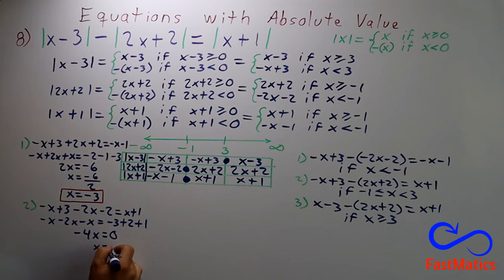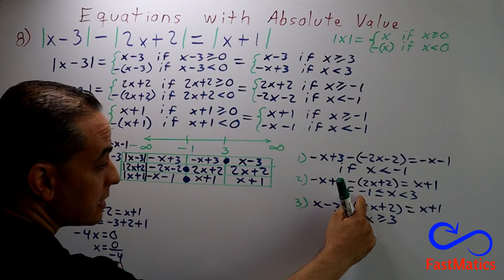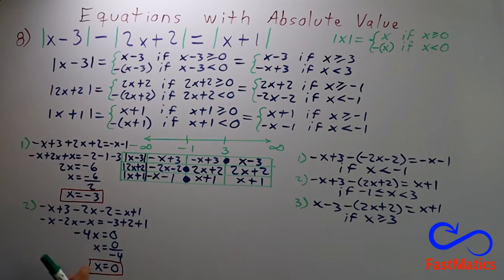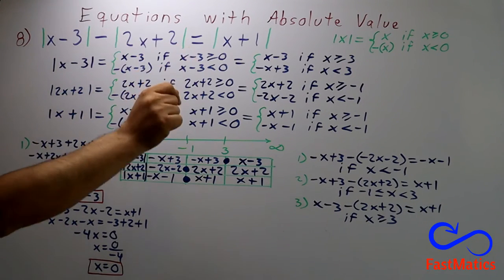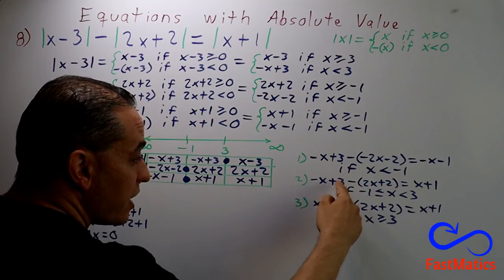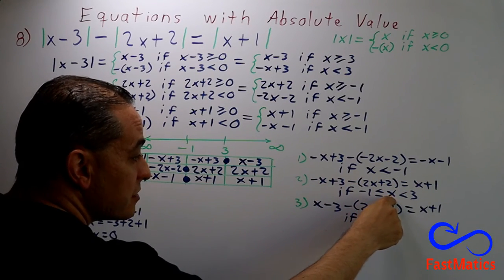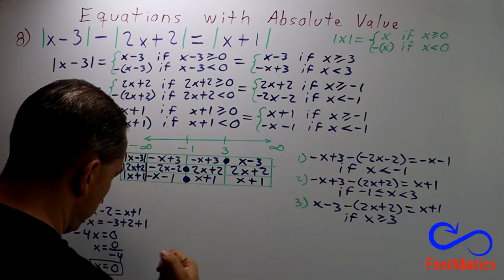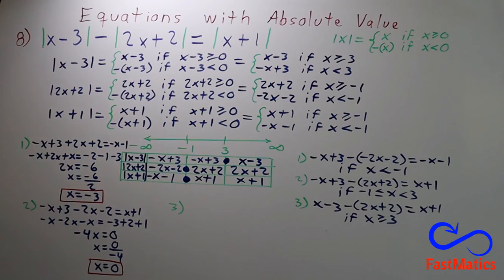And here, we pass the negative 4 to the denominator, and 0 divided by negative 4 is 0. X will be equal to 0. Very important question. Is 0 a number between negative 1 and 3? Yes! So here we have another answer of this equation, because this expression is valid if the answer is between negative 1 and 3.